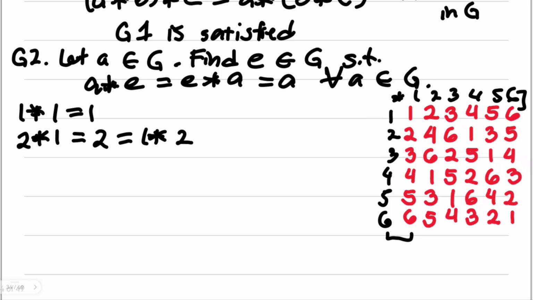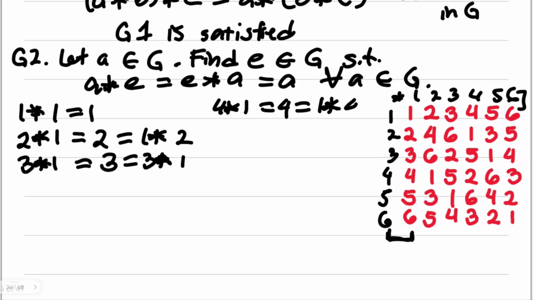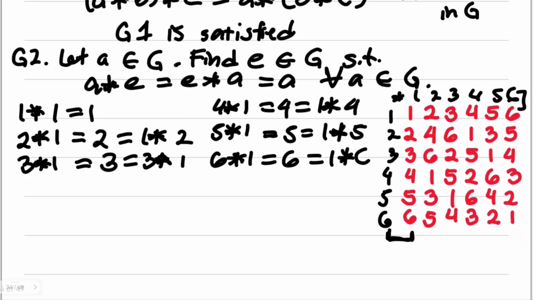You can see the pattern here: 3 star 1, as mentioned for this column and for this row, is equal to 3, which is also true for 1 star 3. Similarly, 4 star 1 is equal to 4, which is also 1 star 4. 5 star 1 is just equal to 5, also true for 1 star 5. And lastly, 6 star 1 is 6, also 1 star 6. Looking into this, we know that this specific item is actually true for all.